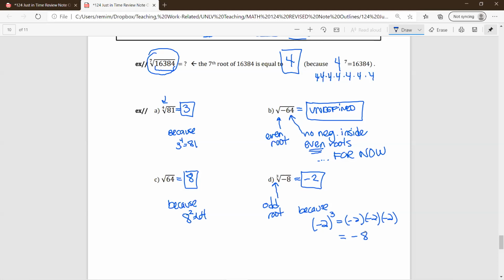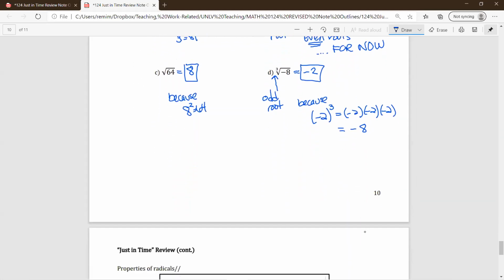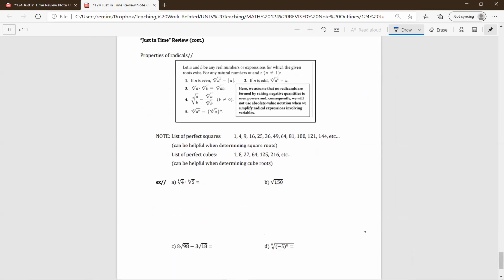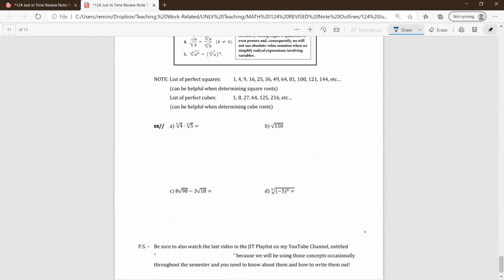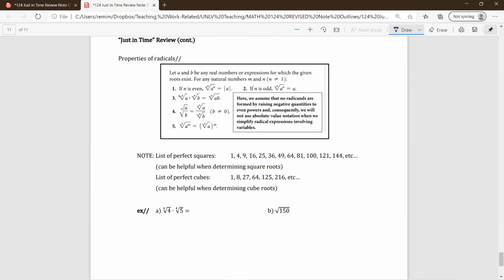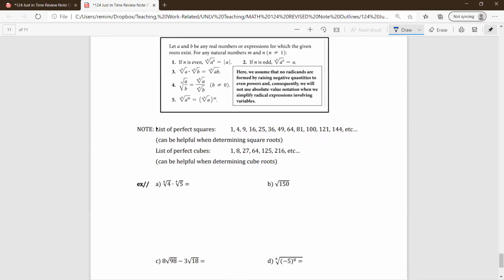So that's the basics of roots. And now a little more about roots. So we have these properties of radicals or roots that we want to go through. I'm not going to go too far into them. I will note that this is a list of what are called perfect squares, and anytime you have a square root, these can be helpful.